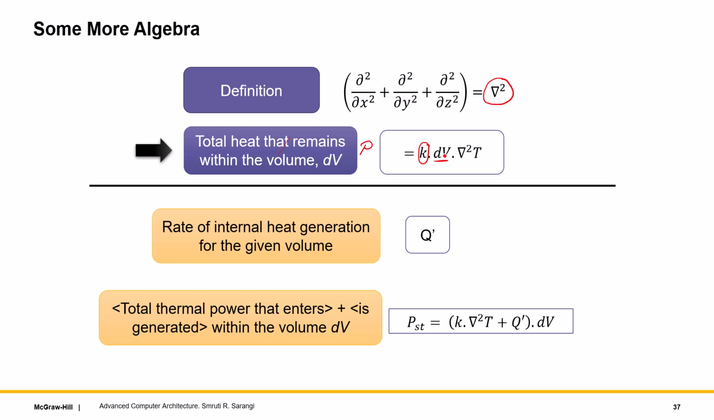Nabla square T is the temperature. So we will later on refer to this as a thermal conductivity, but we will do that when we discuss the electrical analog of this problem, not now.